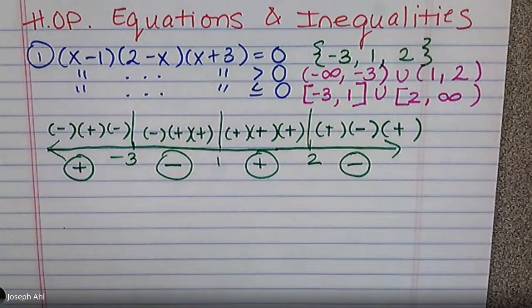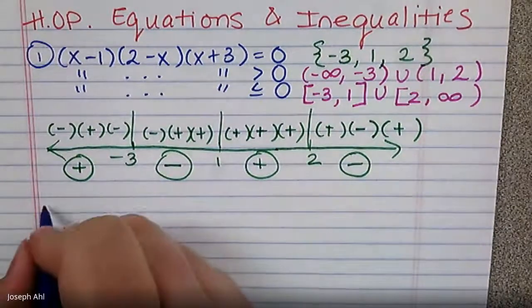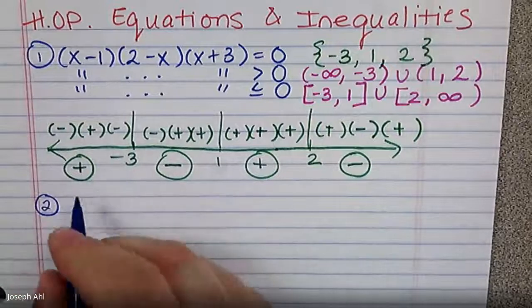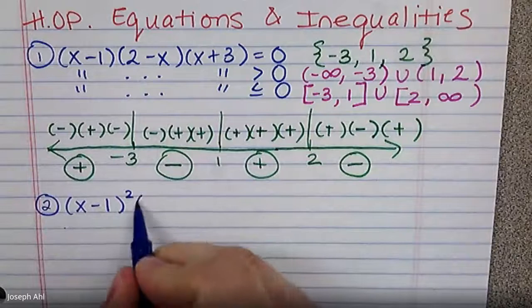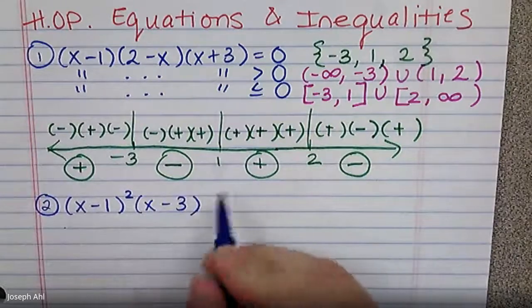So hopefully that makes sense, extending the process out just a little bit further. Okay, let's try another one just like it. So for number 2, we're going to do x minus 1 squared times x minus 3 times x plus 2.